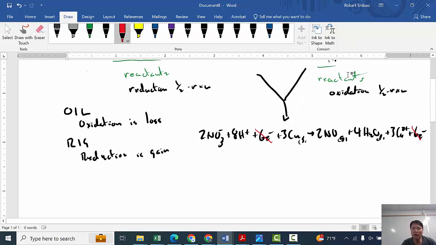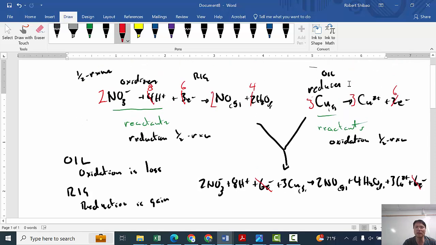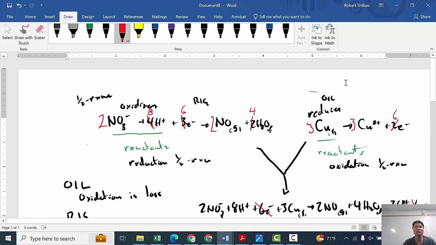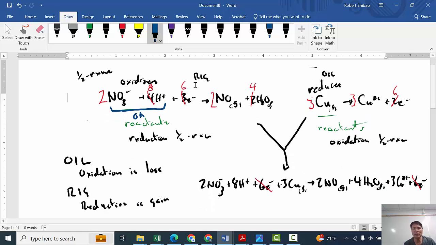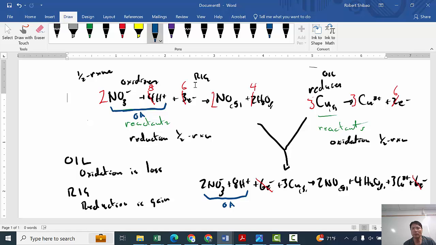But before I go too far, I need to look and see if there's a driving force, because I don't want to spend a lot of time cleaning up this reaction if there's no driving force. So in order to determine the driving force, we're going to have to label the oxidizer, which is nitrate and H+. This is the oxidizer, or oxidizing agent. And then we're going to have to label the reducer, which is the copper.